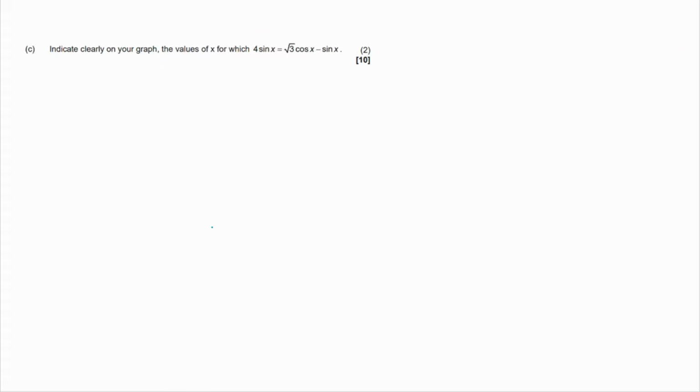Now for C, they say clearly indicate on your graph the values of x for which this holds. And then they give you this. And you might be thinking, what? Where is this? But let's have a think. Remember also in maths, to solve C, you often have to look at what you did in B and A. So let's look at what we did in B, because we're lost here. We're thinking, where did they get this? What sorcery happened here?